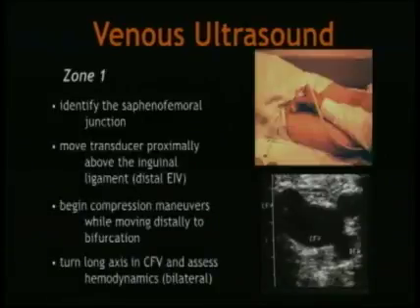To start the examination in zone 1, we place the transducer at the level of the groin and identify the saphenofemoral junction. You can see that in the image on the bottom here. Here is the common femoral vein. This is the superficial femoral artery and the deep femoral artery, and here you see the great saphenous vein.